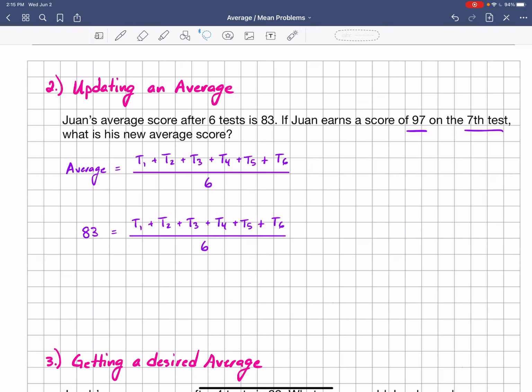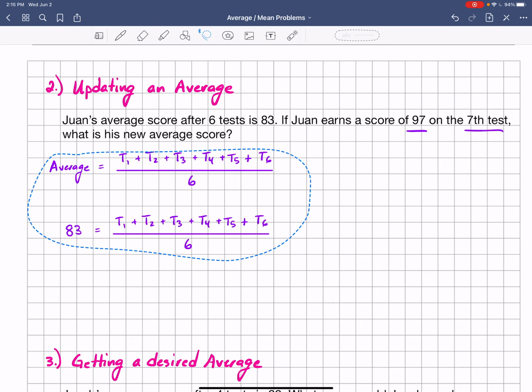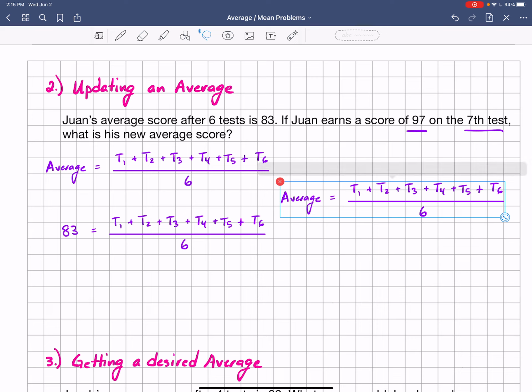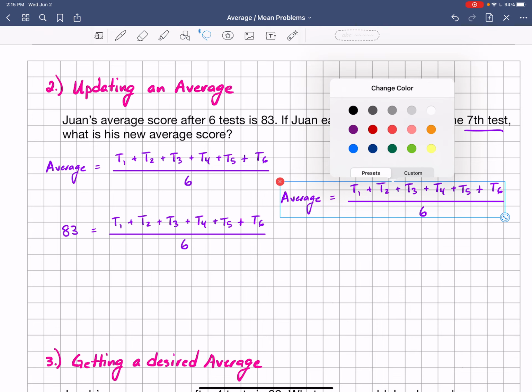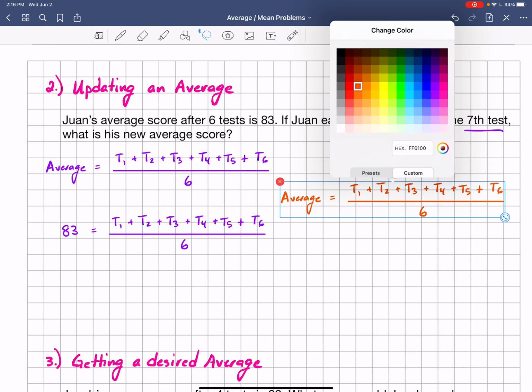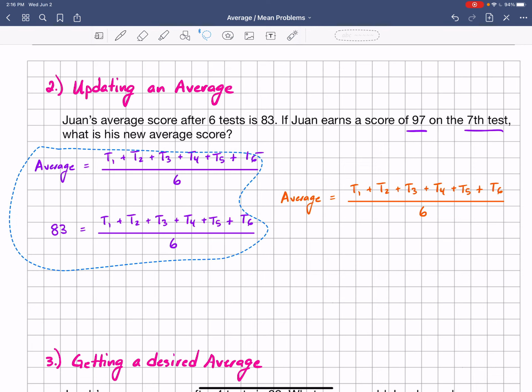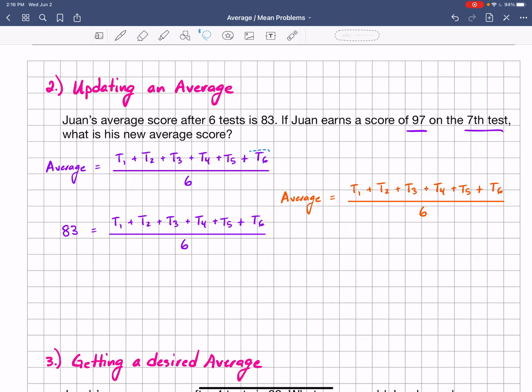So the situation has now changed a little bit because instead of 6 tests, we have a 7th test. So let's come up with the formula for the 7th test. I'll put this in a different color. I'm going to have to make a little more space. Let's use a little orange. Okay. So now we're dealing with the average of 7 tests.